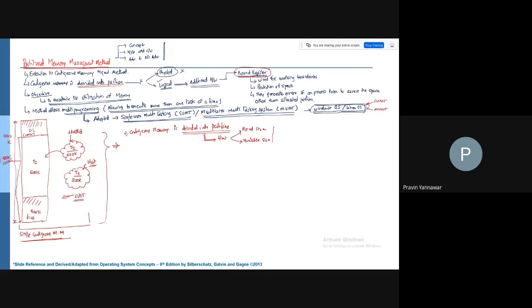Very fortunately, we can have variable size partition as well as fixed size partition methods here. If I follow a fixed size partition, this is going to give me a method called the static specification method.